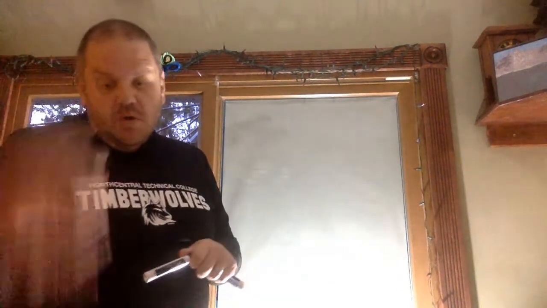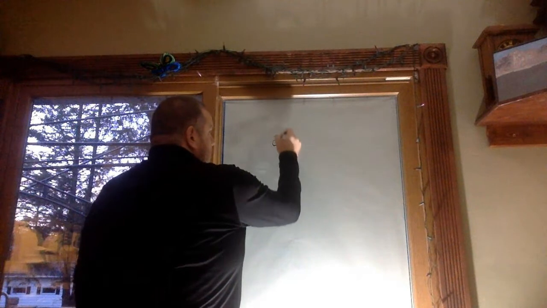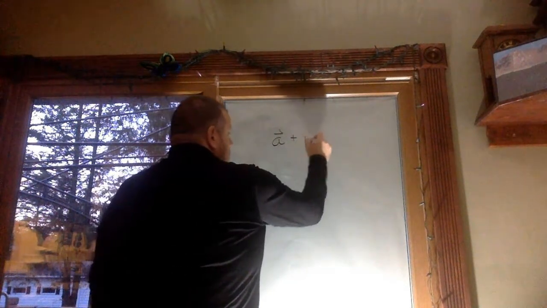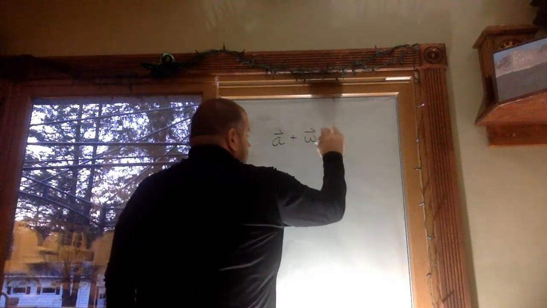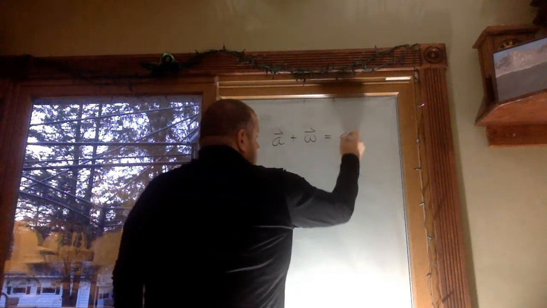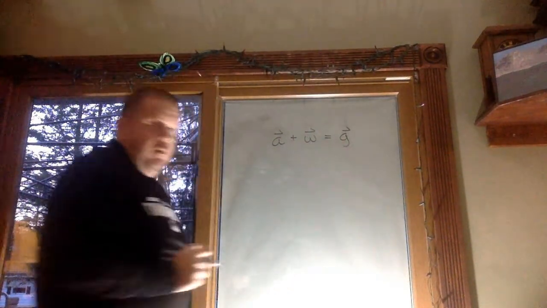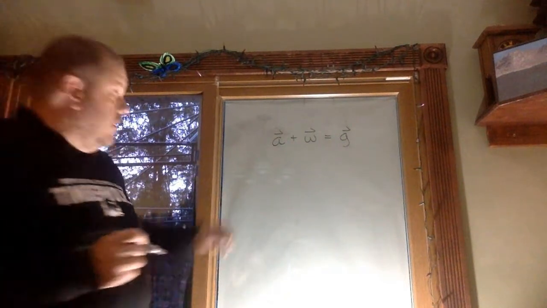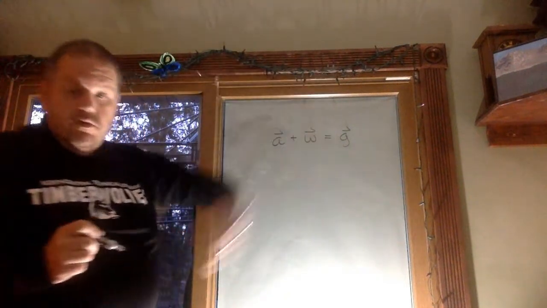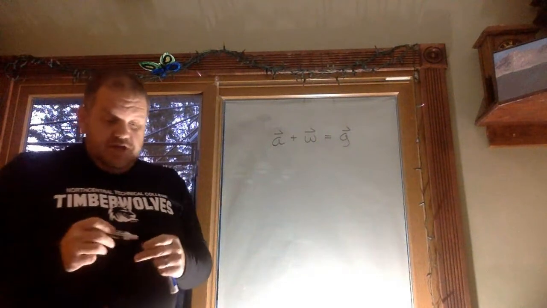So the last thing that I want to talk about in this video is the formula that you are going to use for all of your navigation type problems. It's a vector formula. A plus W equals G.